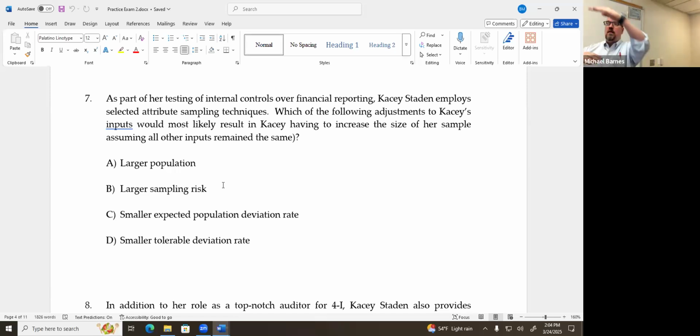What about smaller tolerable deviation rates? So tolerable deviation rate is up here, expected population deviation rate is down here, okay? If I make tolerable deviation rate smaller, the distance becomes less. There's a smaller distance, which means our sample is going to get larger. D is our answer.